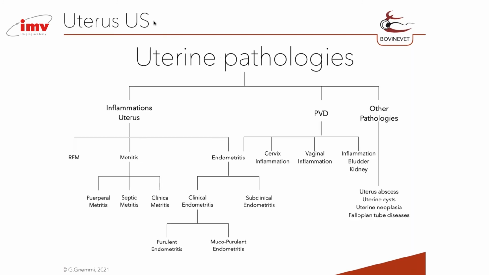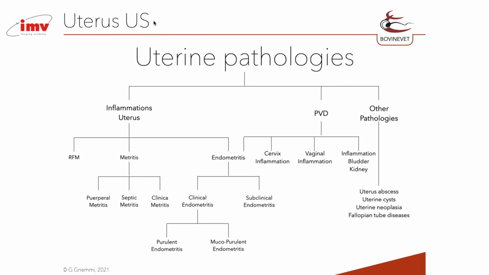Well, the classification is more complex. You see that metritis can be divided into puerperal metritis, typical of the first week postpartum, and sometimes when the colibacteria enter the blood vessels and produce septicemia, we have a septic metritis. And then we have clinical metritis, which is typical of the second week postpartum. After 21 days, we start to speak of chronic inflammation of the uterus, endometritis. Endometritis can be divided into clinical and subclinical endometritis. The difference is that in clinical endometritis we have vaginal discharge, while in subclinical endometritis, no.